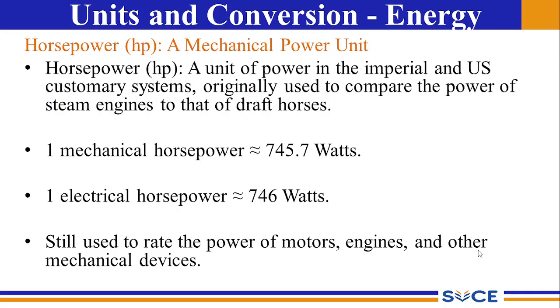So one mechanical horsepower is equal to 745.7 watt. In the electrical system, one electrical horsepower is equivalent to 746 watt. It is still used to rate the power of motors, engines, and other mechanical devices. So very commonly we see this in supercars. The power is explained in terms of so many horsepower.